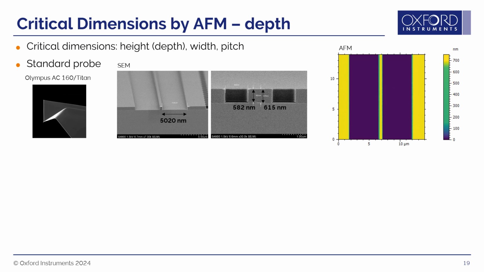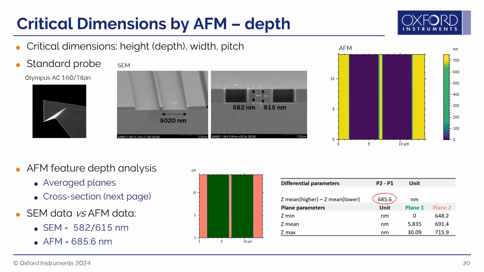Given this AFM image, critical dimensions were extracted from it using AR Maps software. AR Maps software offers two ways of measuring depth of features. The first one is to calculate the difference between the z-mean values of the top and bottom planes found in the image. As you can see here, the software found the two planes in the image, here colored in green and pink, and calculate the difference, which is 685.6 nanometers.